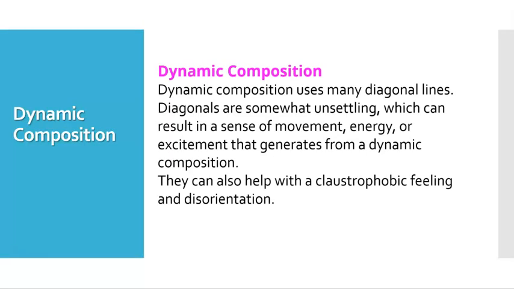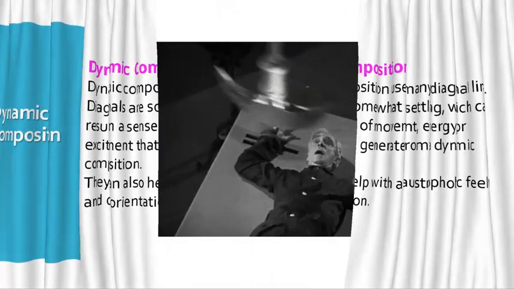So dynamic is when you use many diagonal lines. Diagonals are somewhat unsettling, which can result in a sense of movement, energy, or excitement that generates from a dynamic composition. They can also help with a claustrophobic feeling or disorientation. A lot of times if a character's drunk, the camera will be at what we call a Dutch angle. So, either if it's a POV shot or if it is just on the character itself, things are just kind of odd, right? Because they're kind of twisted.